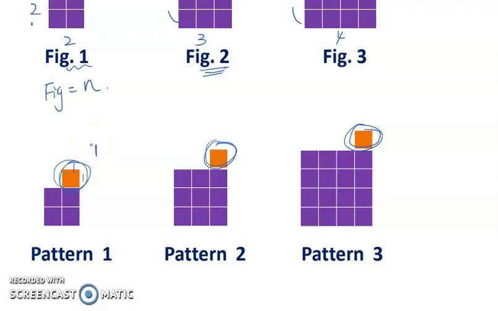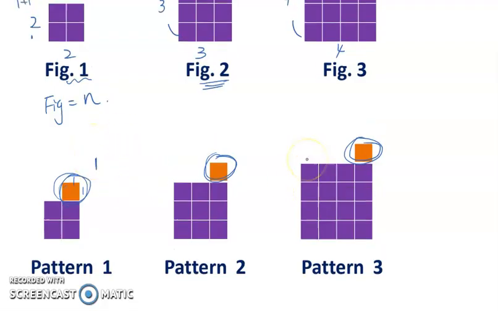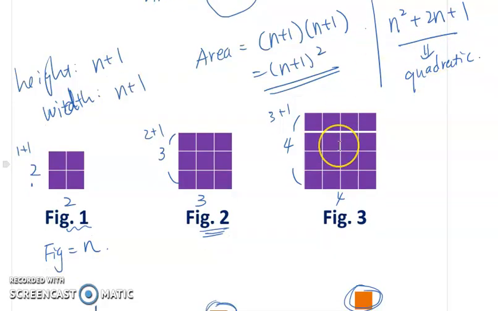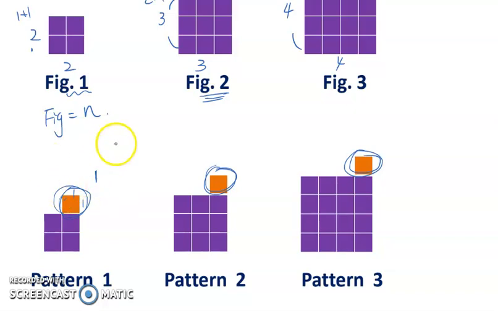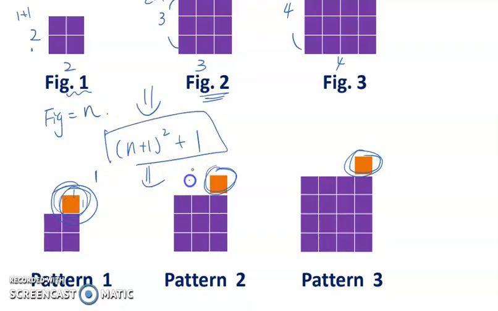So all I know is that the rest will be the same, so I can use the remaining part we got from here, which is n squared, n plus 1 squared. That's what we got from the previous one. And all I need to do is add this one extra bit, which is 1 square unit. So this expression will represent the patterns that we have here.